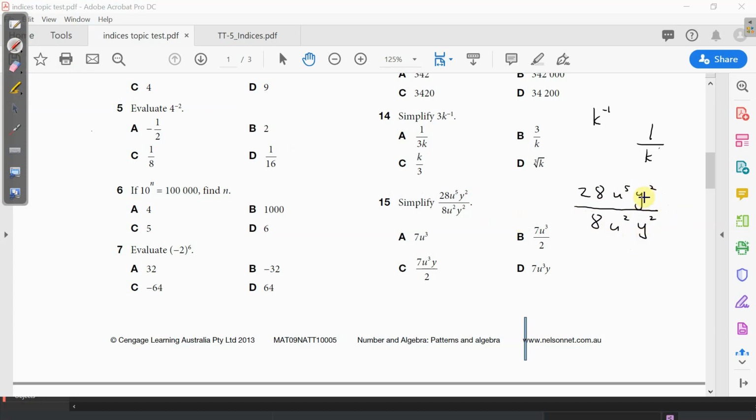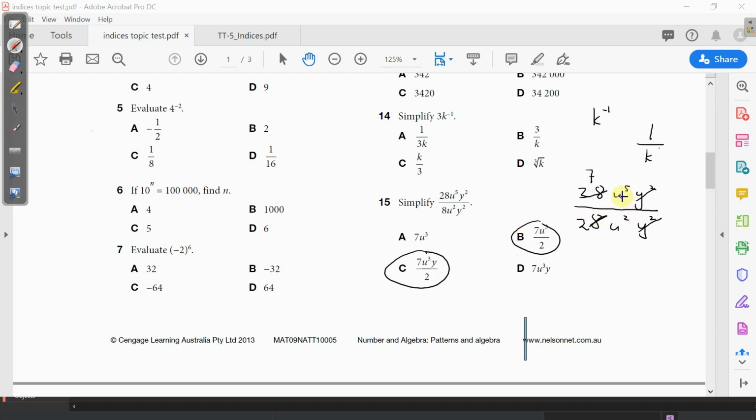Now we've got y squared and a y squared. Y squared divided by y squared is 1, so they can cancel. And we can divide by a common factor between 8 and 28. I think the common factor would be 4. 8 divided by 4 is 2, and 7 times 4 is 28. So we've got 7 over 2 something. If you have a look, that narrows it down to that one and that one.